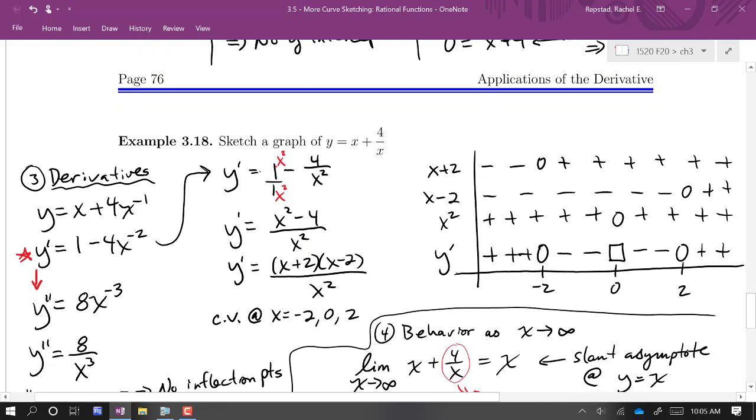And if we plug in x equals 2, then we get the value 2 plus 4 over 2, which is 2 plus 2, or 6. If we plug in negative 2, we get negative 2 plus 4 over negative 2, and that's negative 2 minus 2, which is negative 4. And I erroneously wrote 6 over here. 2 plus 2 is obviously 4. And at 0, we can't plug 0 in. 0 is not in the domain.